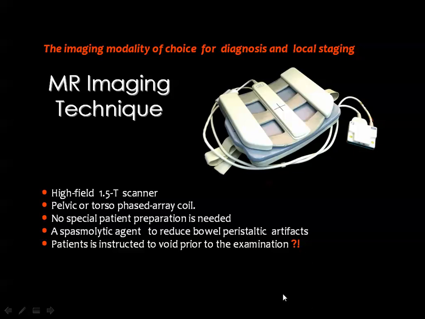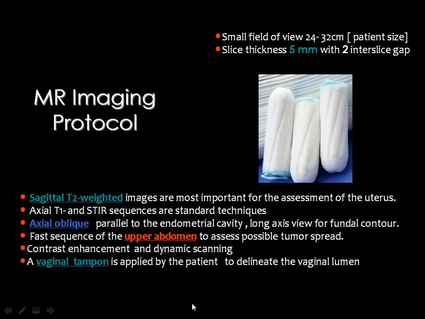We do not need special preparations, but sometimes we give a spasmolytic agent to inhibit the bowel motion to limit the motion artifacts. And sometimes whenever we are concerned about cervical pathology, we may insert a vaginal tampon, which may distend the vagina and enable adequate evaluation of the cervical canal.